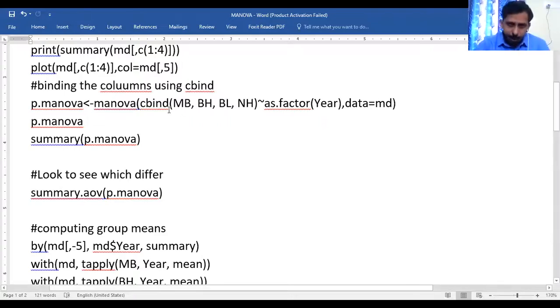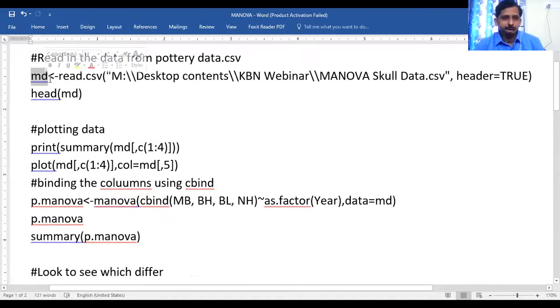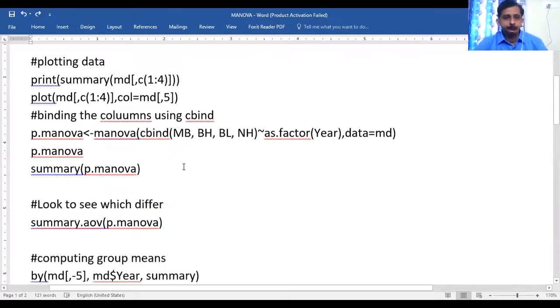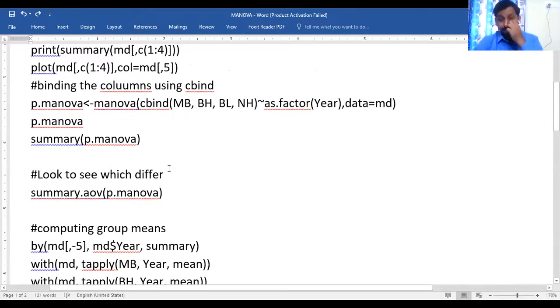Now I'm binding the columns to make one particular data frame. And what is the tilde operator for? It tells the function to take the information in this bound matrix form and compare across the factor. And where is the data stored? The data is stored in MD. MD is nothing but MANOVA data. Just for easy understanding, I'm taking names like MD, OD, something like this. Okay, now all the results are stored.